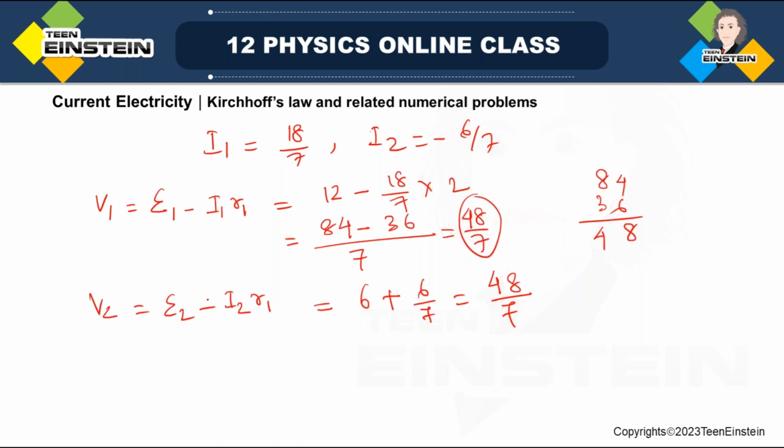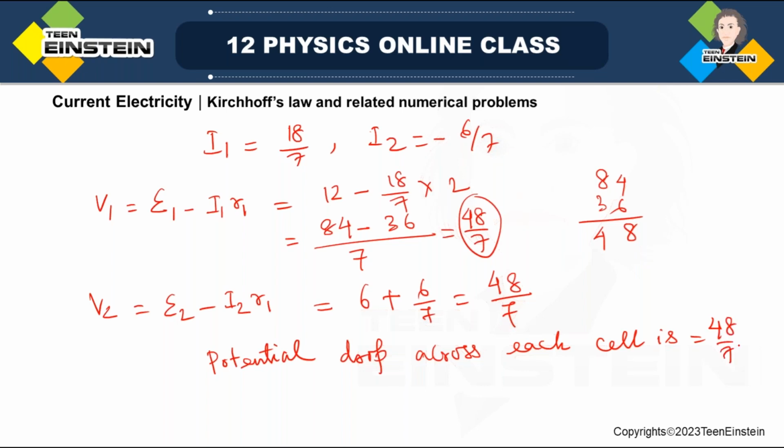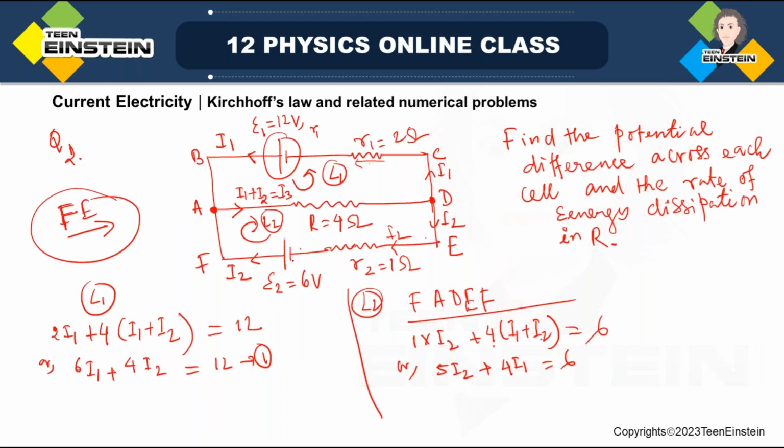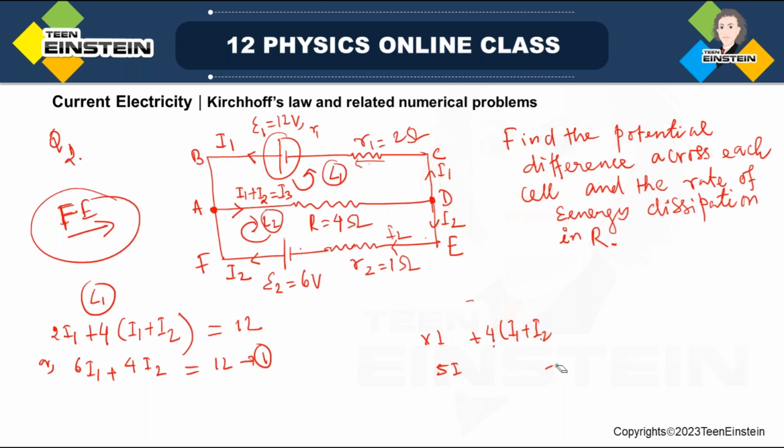So the potential drop across each cell is 48 by 7 volt. Okay, then we have to find out the potential difference across R. I'll just clean everything because I have already found out the currents and all. I'm not keeping these equations. Let me do it here itself.